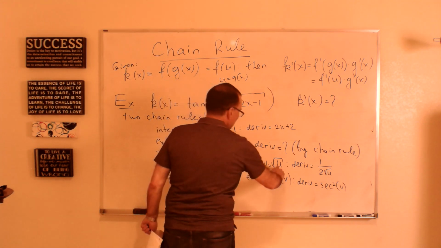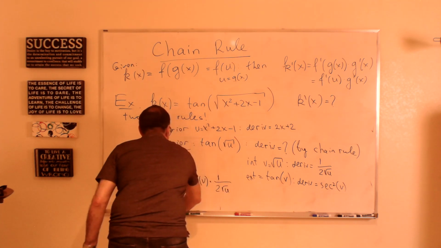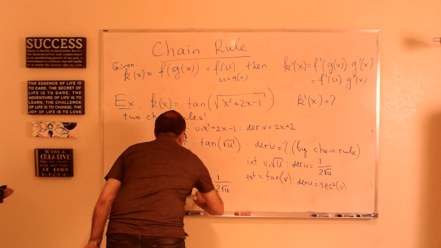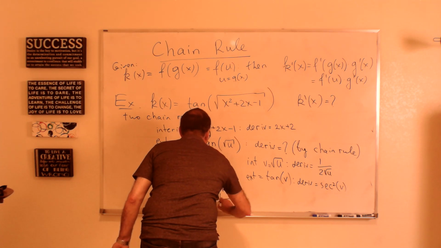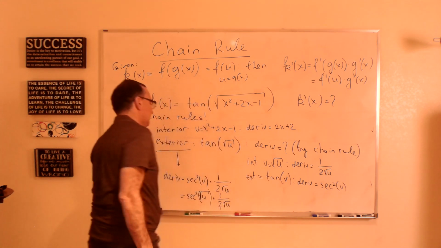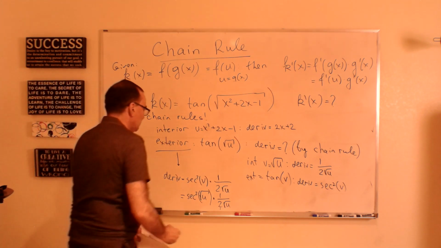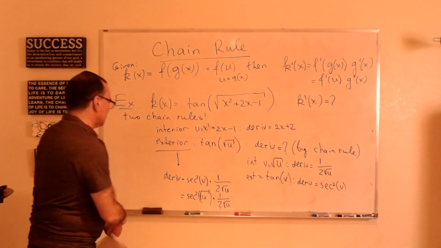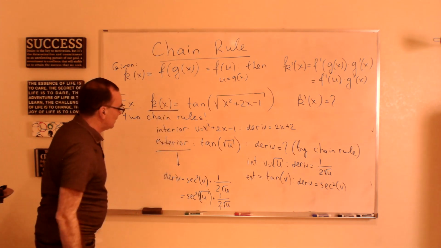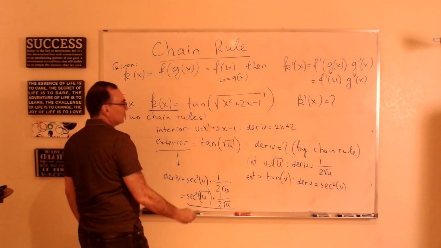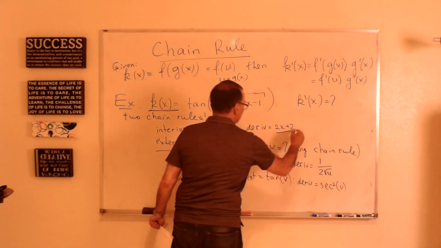And since v equals square root of u, it will end up as secant squared of square root of u times 1 over 2 square root of u. That's the derivative of the exterior function. And now, to calculate the overall derivative of the function k, we need to take this derivative of the exterior function and multiply it times the derivative of the interior function, which is 2x plus 2.